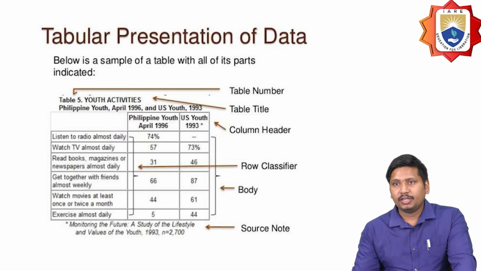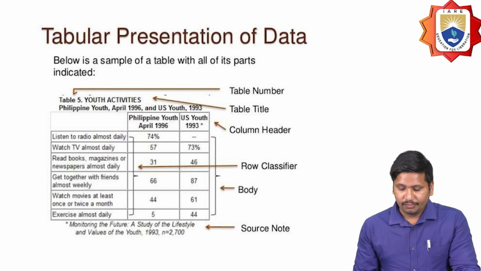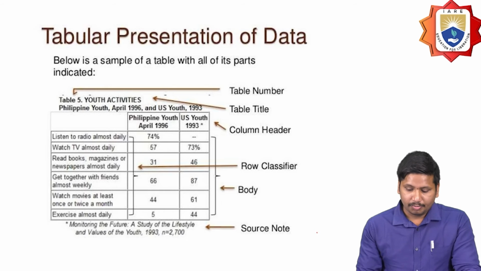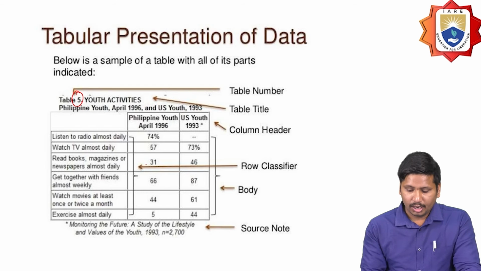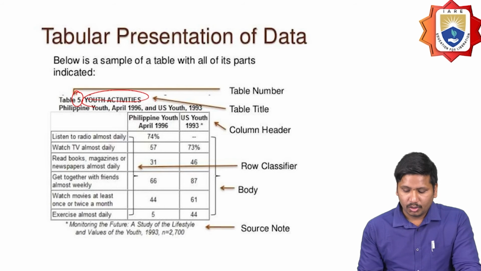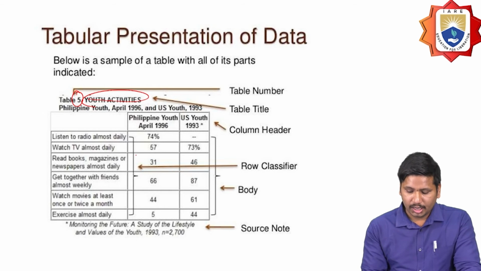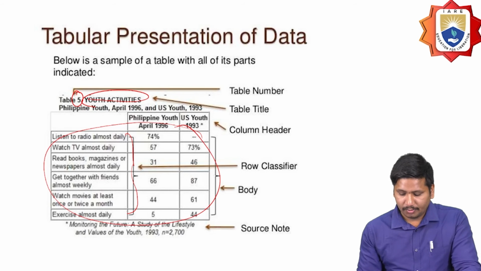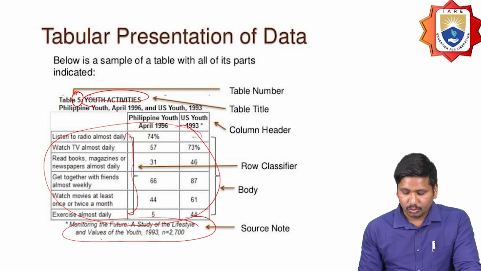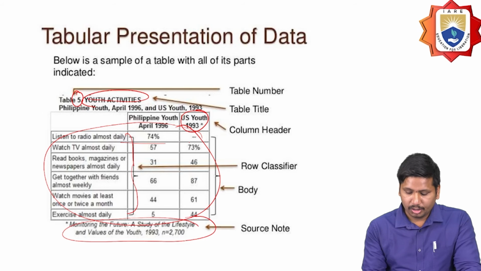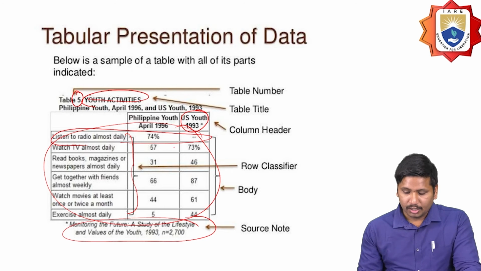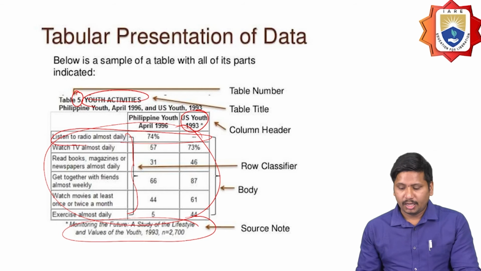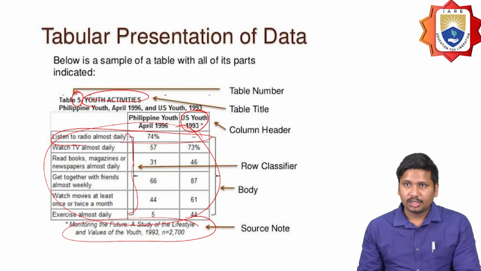And the tabular presentation of data. What are the various representations of the data? We'll see now. First, this is the table number, and this is the table name, and this is called the row classifier. The entire thing is called the body, and this is the source note, where the table came from. This is the column header, and this is the row header. So these are the various parts of the table conventions or representations.